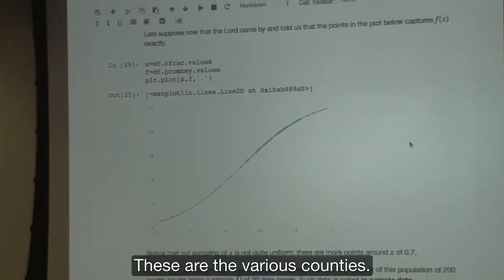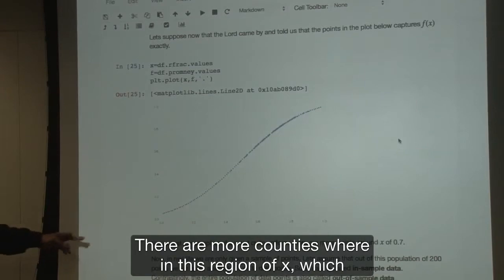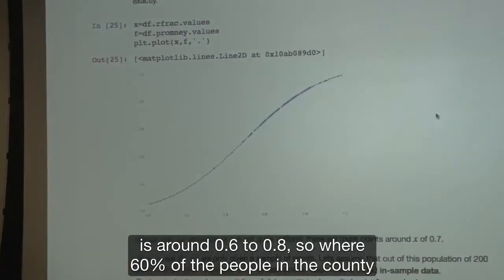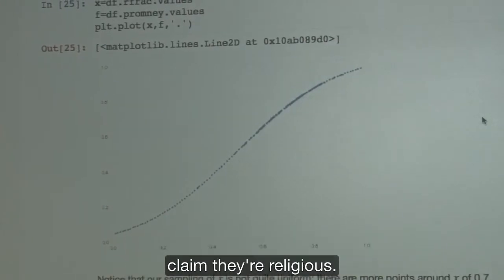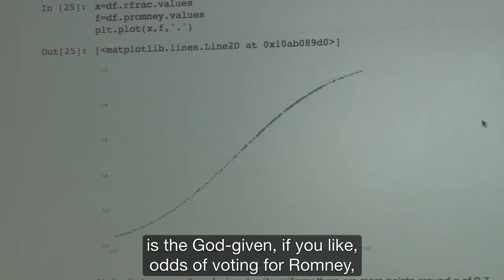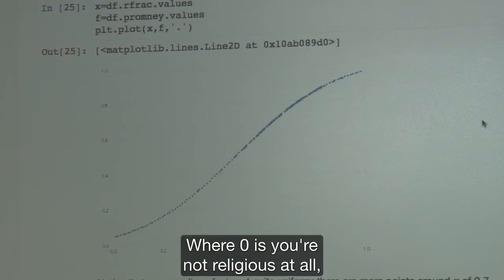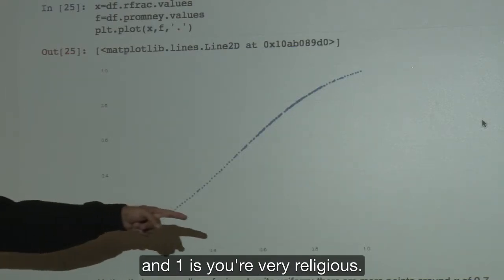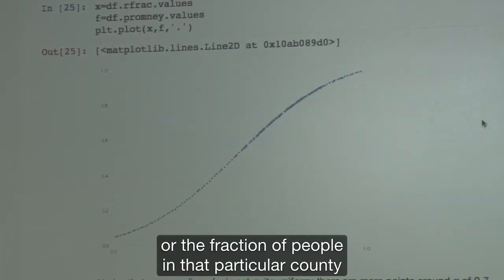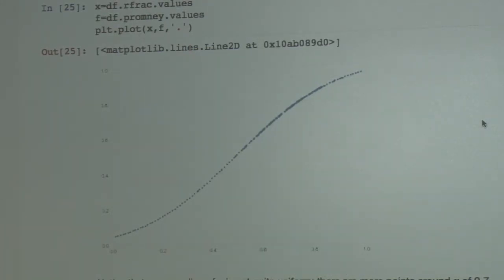These are the various counties. There are more counties in this region of x, which is around 0.6 to 0.8, where 60% of the people in the county claim they're religious. So there's more data there, but this is the God-given, if you like, odds of voting for Romney given how religious you are, where 0 is you're not religious at all and 1 is you're very religious. That's the probability that you'll vote for Romney, or the fraction of people in that particular county who voted for Romney, to be precise.